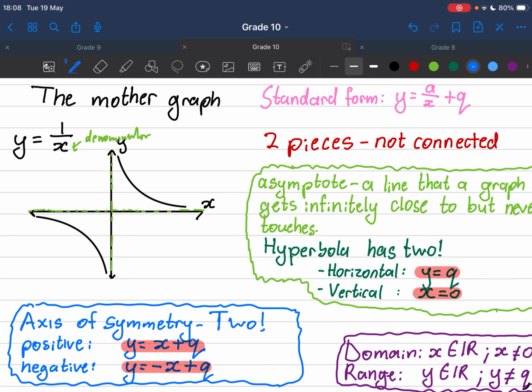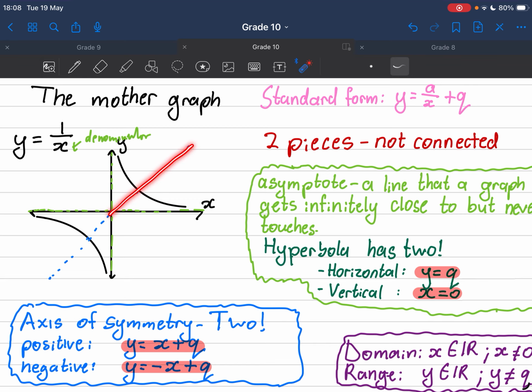So the first cut is if you had to cut down this way. If you cut a diagonal this way, then this half would fall onto that half. This is a mirror of this, and this is a mirror of this. So this line is the first axis of symmetry.